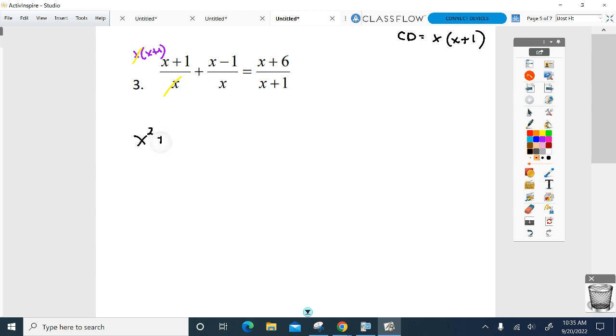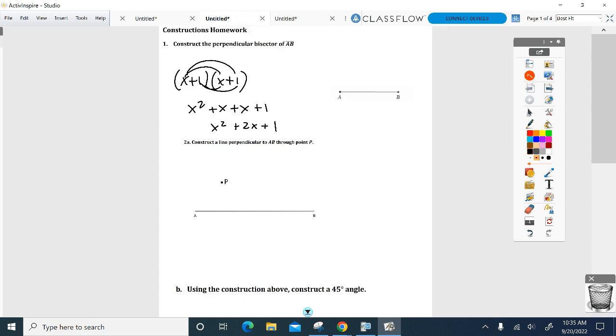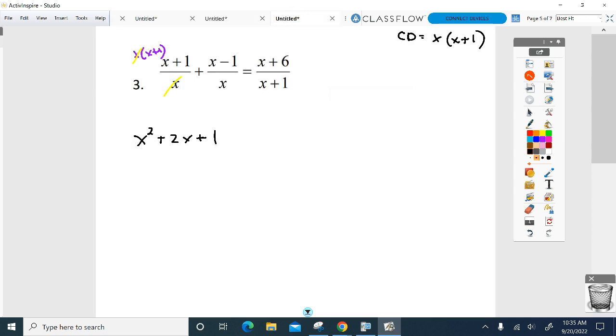X squared plus 2x plus 1. And again, that's how I got it right here. Don't worry about the constructions. Remember those days? All right, next. X times x plus 1. What's going to cancel again?